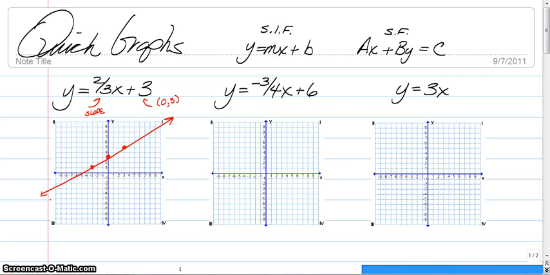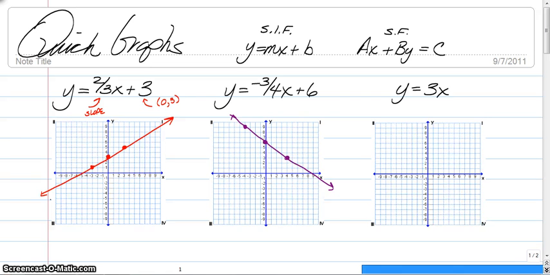So in the second example, your b or y-intercept is 6, so you should have started at 6. And then your slope should be -3/4, which means you go down 3 and to the right 4. If you want one going backwards, you have to go up 3 and you have to go to the left 4. And then all you have to do is draw a nice straight line that hits these points and you are done.